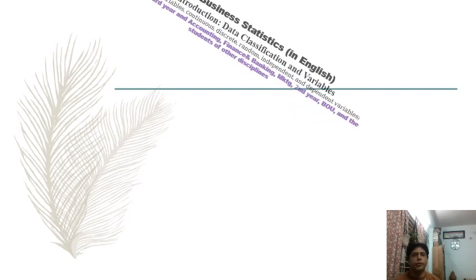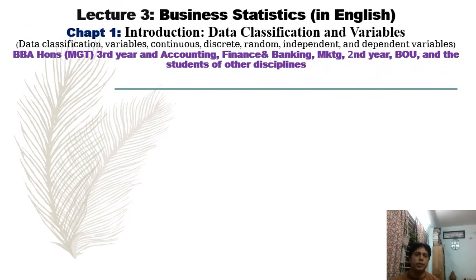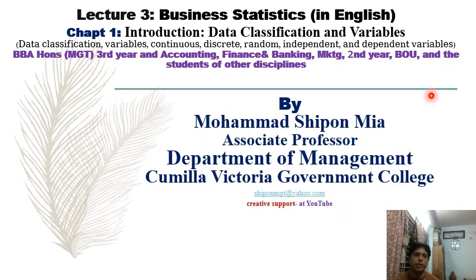My dear students and followers, today I am going to present my lecture 3 on business statistics in English. Today I will discuss Chapter 1: Introduction, Data Classification and Variables. This lecture will focus mainly on data classification and variables, including different types of variables such as continuous variables, discrete variables, random variables, independent variables, and dependent variables.